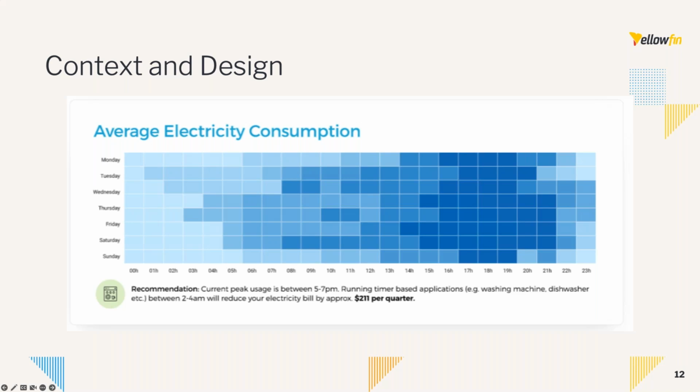In addition to that, you're providing a bit of context around that, saying, look, your peak energy usage is 5 to 7. Standard kind of thing that if you run some time-based applications, it can actually reduce your electricity bill. And in this example, you're doing a calculation based on what you're spending and a reduction in that time. So you're providing some context around what the user's doing and even providing a recommendation for action.